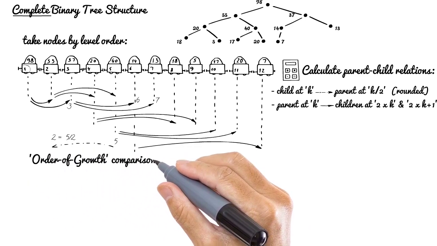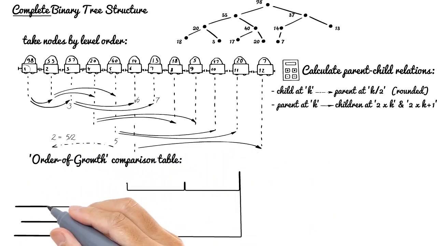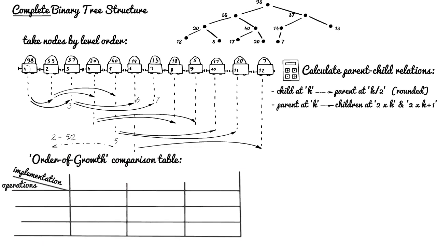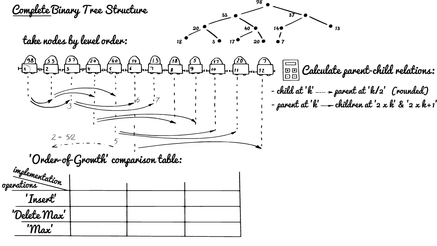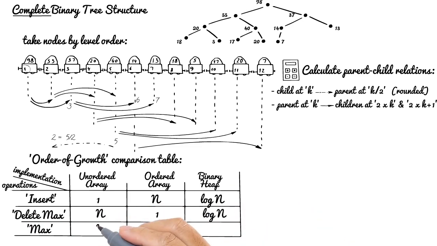Here is a comparison table for order of growth of runtime for a priority queue with n items. Here are main operations: insert, delete max, and max. Here are 3 possible implementations. And here are our big O's. There are a couple of faster implementations, like one named Fibonacci, but they're very difficult to implement.